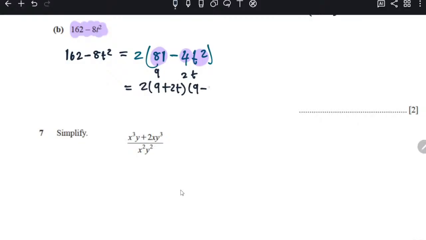Multiplying 9 minus 2t. So it is 2 multiplying 9 plus 2t. Multiplying 9 minus 2t. There we go.